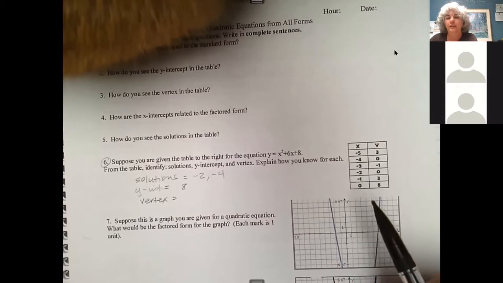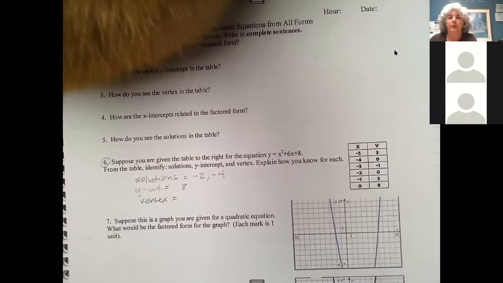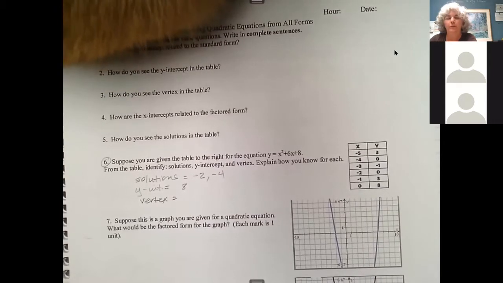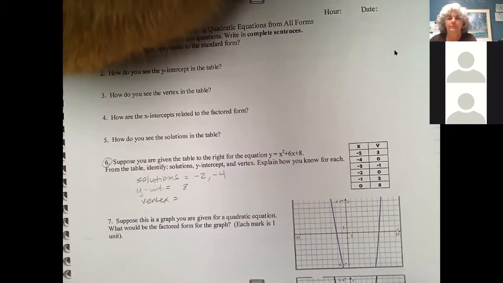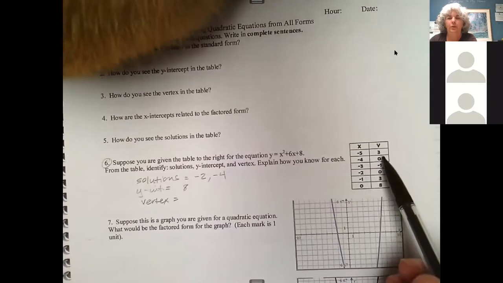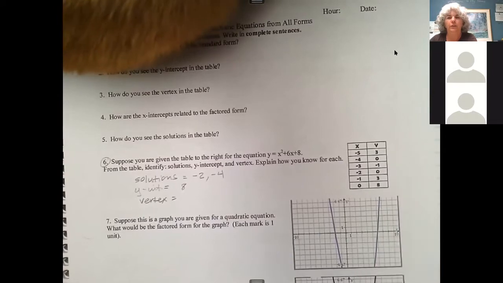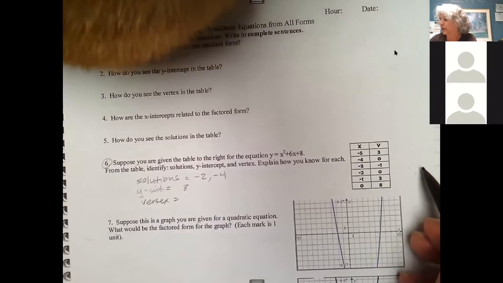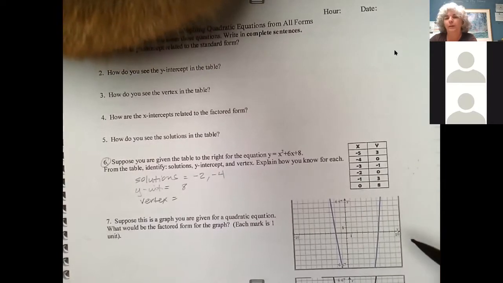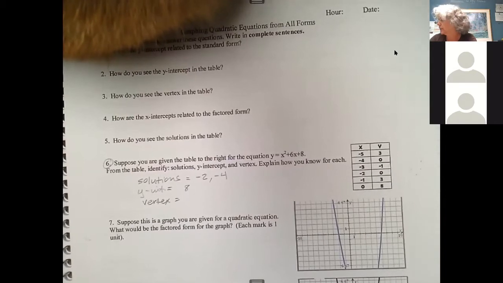And then the vertex, can you think about what's happening in this graph and figure out where the vertex might be? Either one of you. If we look at just what's happening with the y, it starts at 3, then it goes to 0, then to -1, then it goes to 0 again, then it goes back up to 3. So which one of those points is the vertex?